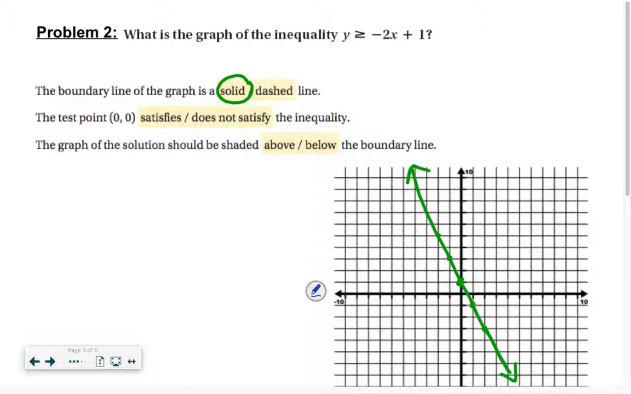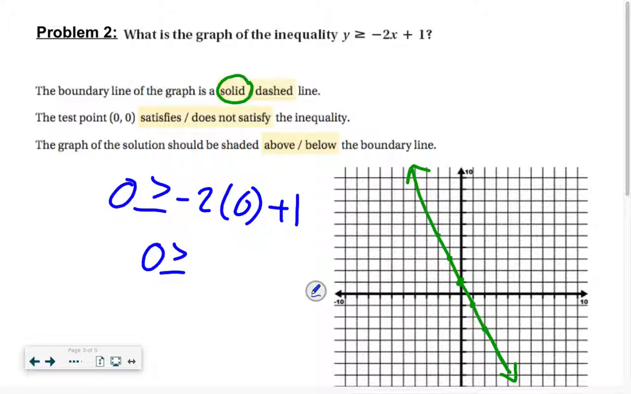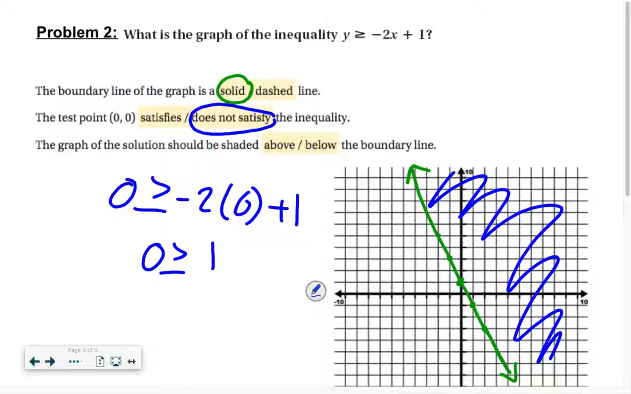If I plug 0, 0 in, so I have 0 greater than or equal to negative 2 times 0 plus 1. Just plug your 0, 0 in for x and y. If I simplify, I get 0 is greater than or equal to 1. Is that true? No. So 0, 0 is false, so we shade the other half. So 0, 0 does not satisfy. So it should be shaded above.